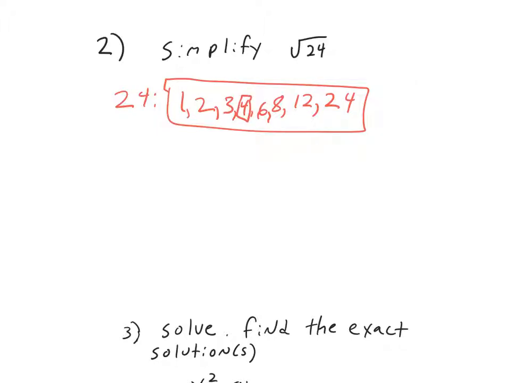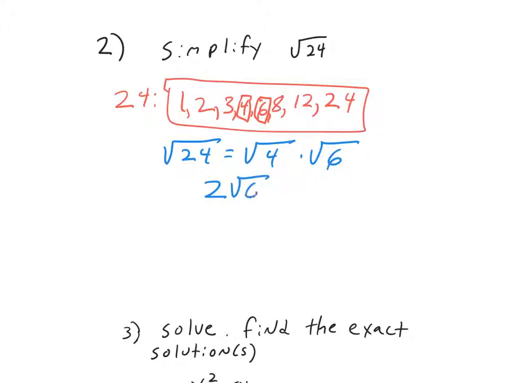No. All right, so the other factor of 24 that goes with the 4 is going to be 8. No, 6, I mean. So 6 times 4 is 24. So that's how we're going to split the 24. So we'll do square root of 24 equals square root of 4 times square root of 6. And then square root of 4 is 2. So we end up with 2 times the square root of 6. And that is square root of 24 in simplified form.